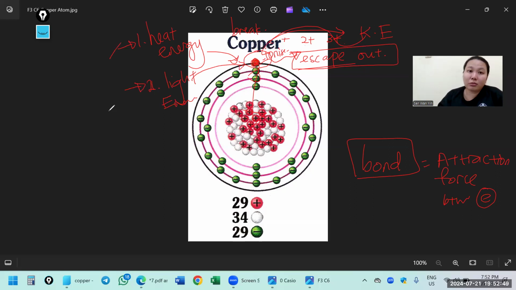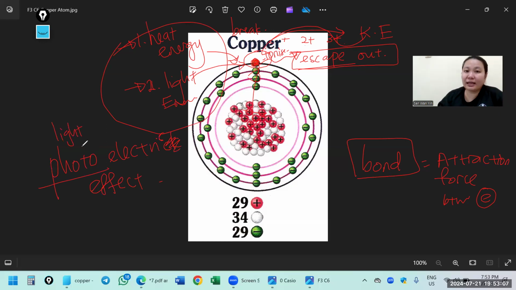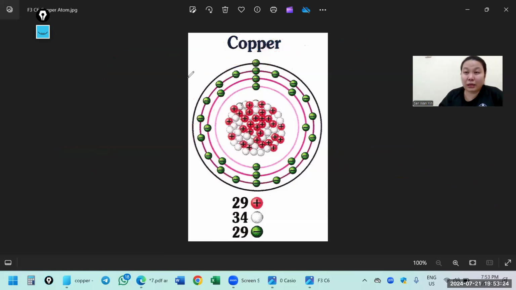So this is called photoelectric effect. Photo means light, and electric. You shine the light on the electron. It gains enough energy to break bond. Then it will go out with maximum kinetic energy. So now here you need to clarify what?